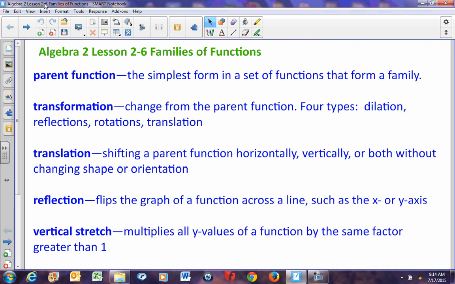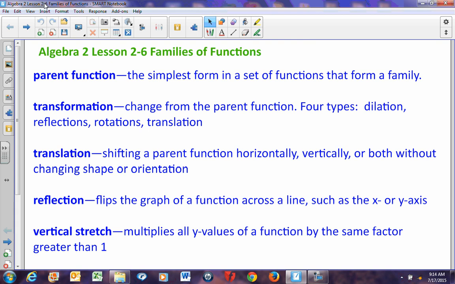A translation is shifting a parent function horizontally, vertically, or both. It does not change the shape or the orientation. In other words, it stays in the same shape and it also stays in the same position. It doesn't rotate or flip. A reflection flips the graph of a function across a line, such as the x or y axis.